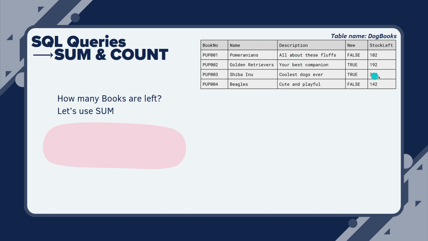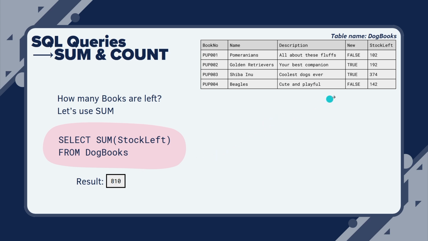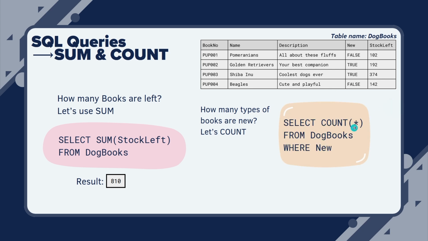Now, let's say you wanted to know how many books are left. You can sum the stock that is left, and you would get 810. To find how many types of books there are, you select and you count, and inside the count you put an asterisk from the table dog books where new. So basically you're trying to count how many types of new dog books there are, which is 2 because it's just golden retrievers and Shiba Inu.